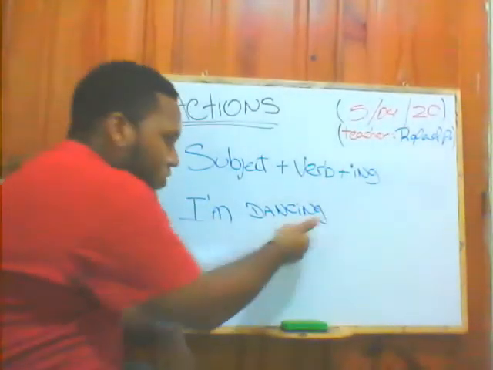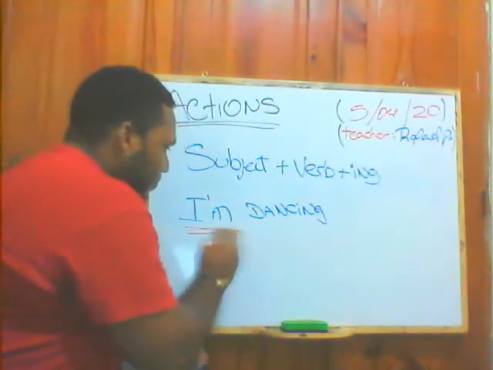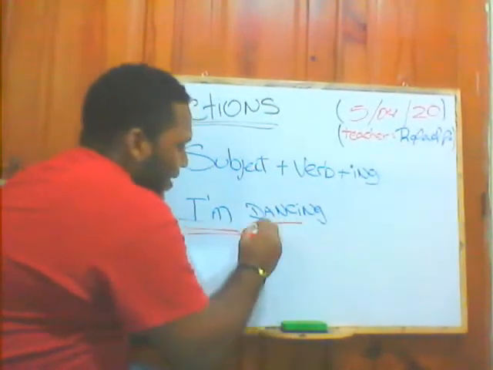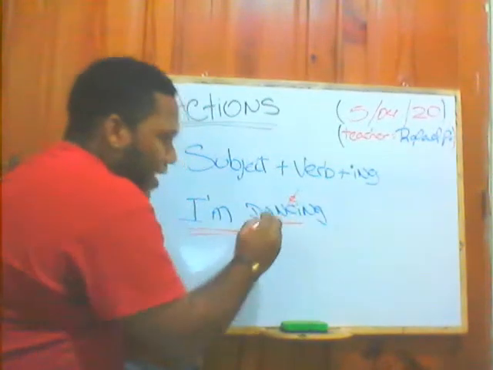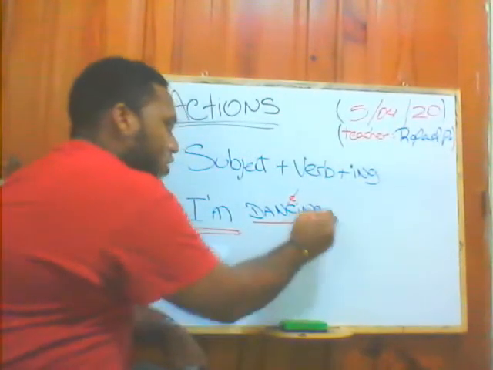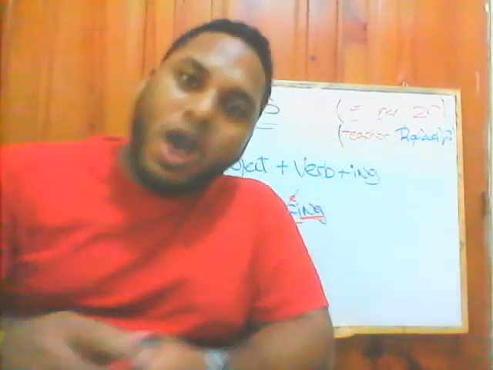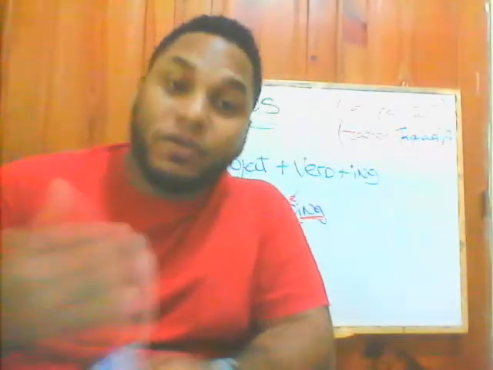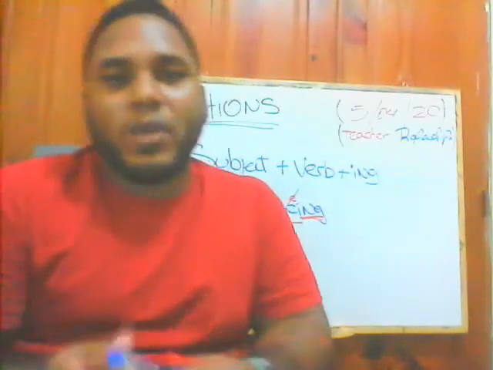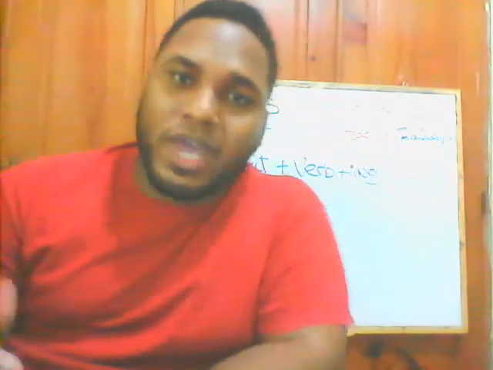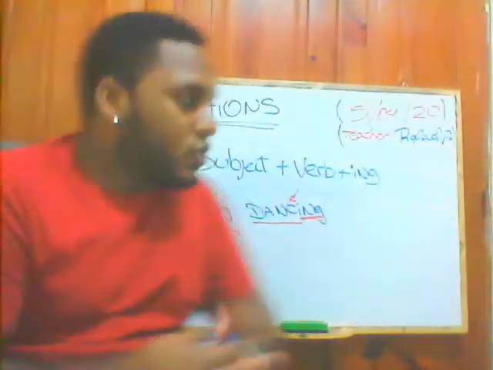So in that case, you use the subject, which is I am, and the verb dance. We drop the E and we put the ing to express the continuity of the action. So how do we form the questions in order for us to ask about actions that are happening just now? The same way that we already know how to form WH questions. So we do the same.